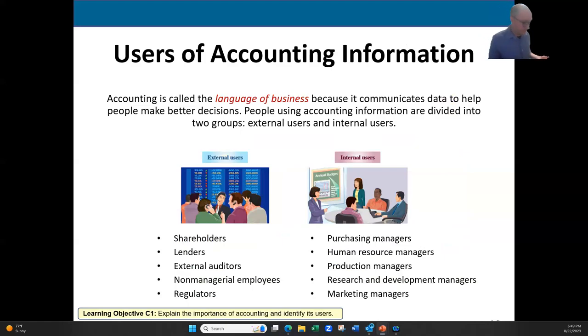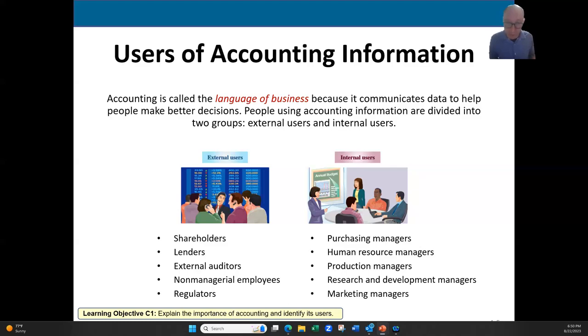Who uses accounting? As I said, accounting is the language of business. Who needs it? Everyone needs it. Everyone is affected by accounting. We have internal users and external users that are all affected by accounting, and they need the information to make decisions. Our external users are individuals outside of the company. These would include shareholders, people that own stock in the business, lenders, banks, and external auditors. These are the big four accounting firms. They come in and audit the books to make sure that they're true and accurate.